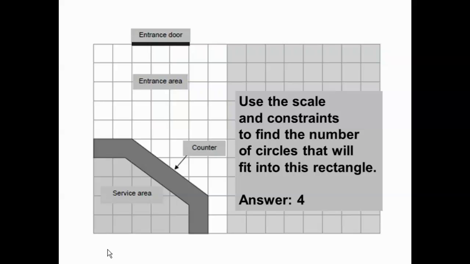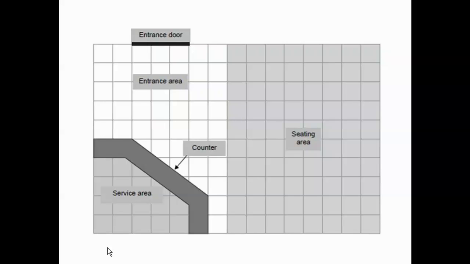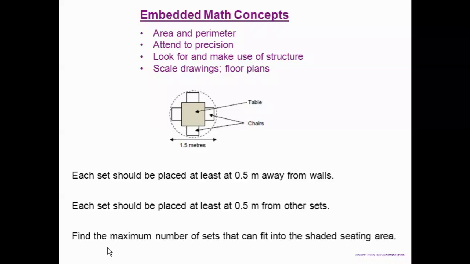You would use the scale, the fact that each little square represents 0.5 by 0.5 meters, and the given constraints about being away from the walls and away from the other sets, and find the number of circles that fit into the rectangle. And if you could look back at this PowerPoint and want to do this problem, the answer is 4. Because notice that the question, I'm going to flip back for a second, talked about the maximum number of sets that could fit into the shaded area.